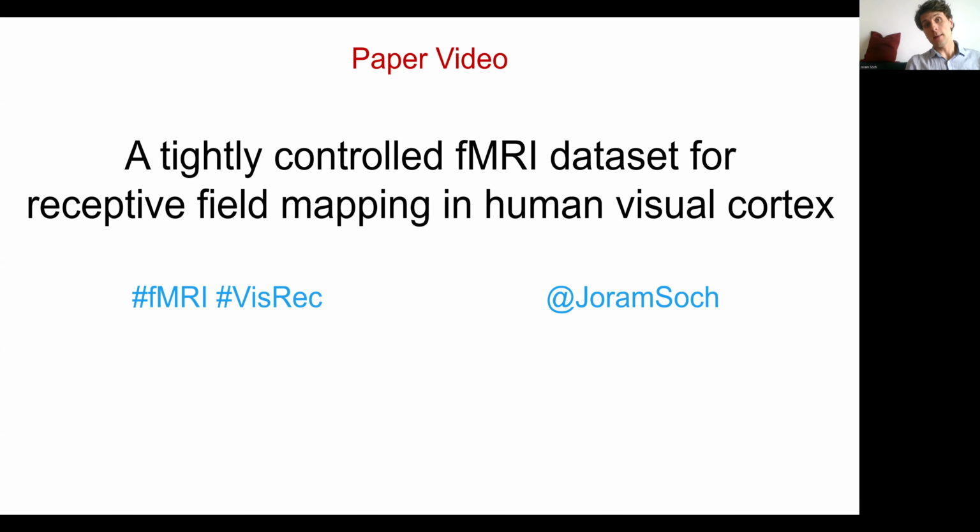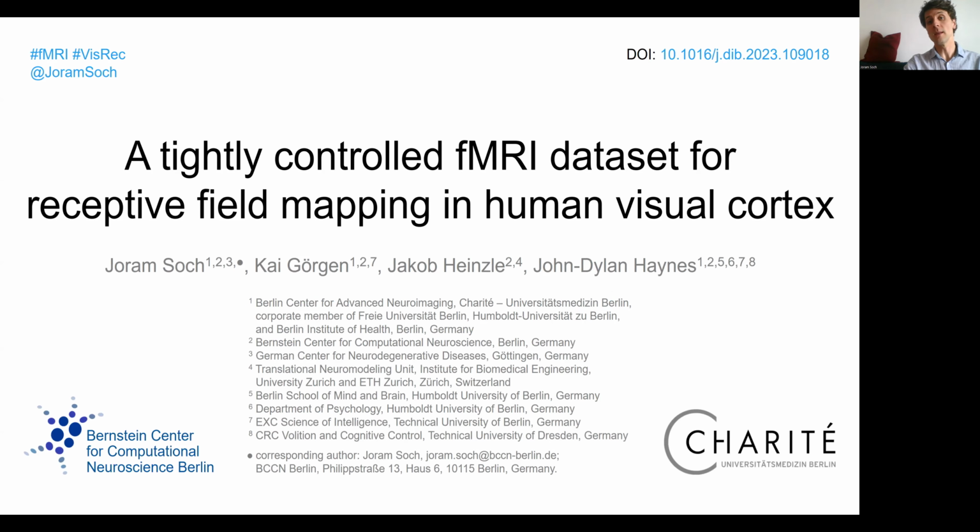Okay, hello. In this video, I want to talk about our dataset paper, a tightly controlled fMRI dataset for receptive field mapping in human visual cortex. This dataset was originally acquired by Jakob Heinzle and John-Dylan Haynes, and then curated by my colleague Kai Görgen. And I took this dataset and converted it to the BIDS format and uploaded it to OpenNeuro, where it is available now.